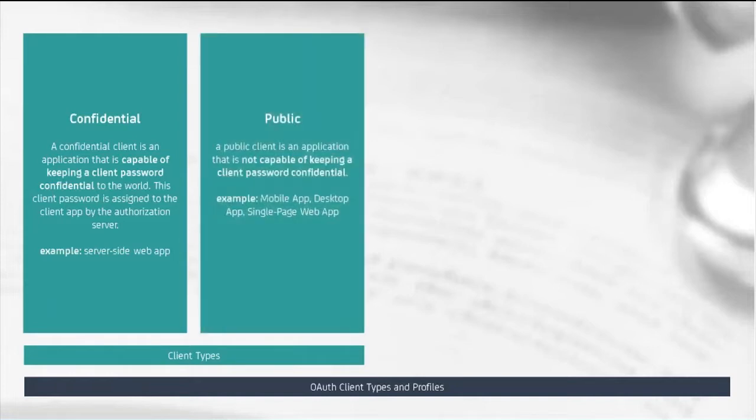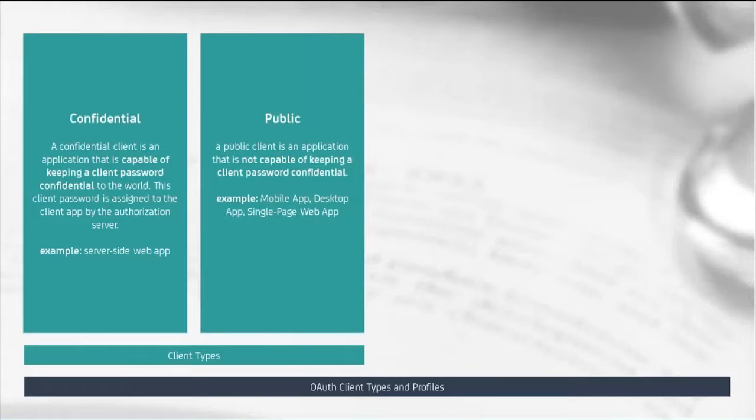So, client types. There's a client type which is confidential, meaning that the client is capable of keeping a client password confidential, as I've mentioned, a server-side web app. So you can enforce OAuth with a web application, and you can define yourself as a confidential type if you work with the OAuth mechanism on the server side, because no one will see it there.